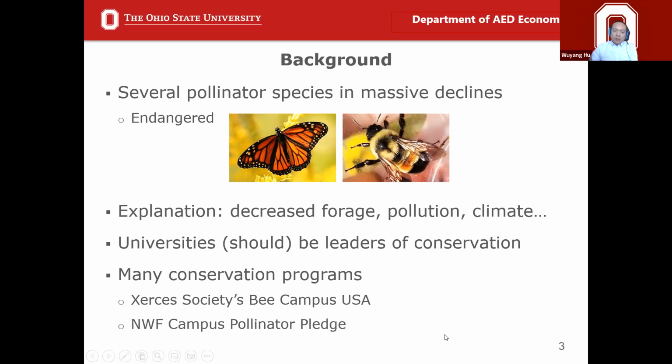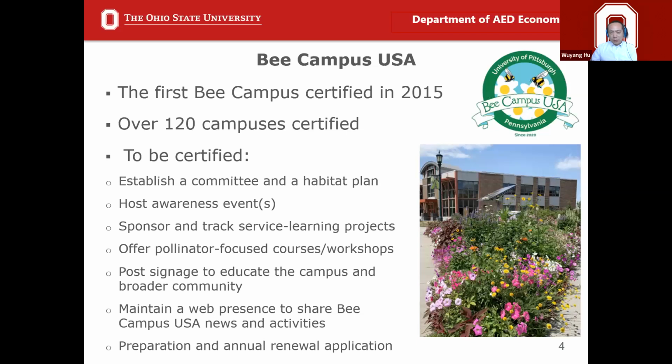There are several organizations, in fact, many organizations offer such programs that universities or public entities or even private organizations can sign on, including the Xerces Society, the Bee Campus USA. There are other campus pollinator conservation programs. I listed one of them. There are many. The question is, should we engage in those?